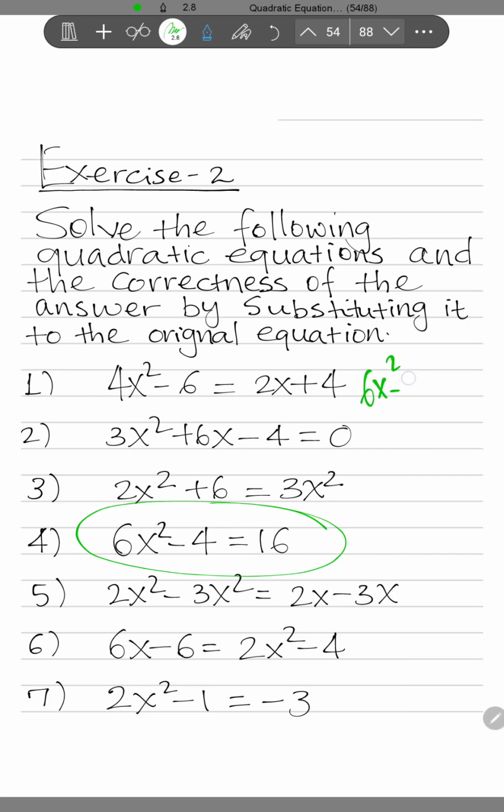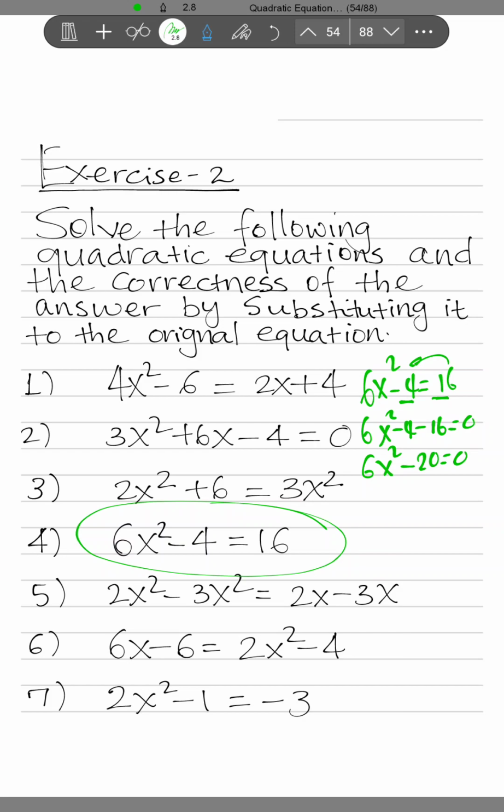6x squared minus 4 is equal to 16. Here, these two are constants. Then I bring 16 to this side. 6x squared minus 4 minus 16 is equal to 0. 6x squared minus 20 is equal to 0. Now, 6x squared minus 4 is equal to 16 becomes 6x squared minus 20 is equal to 0.